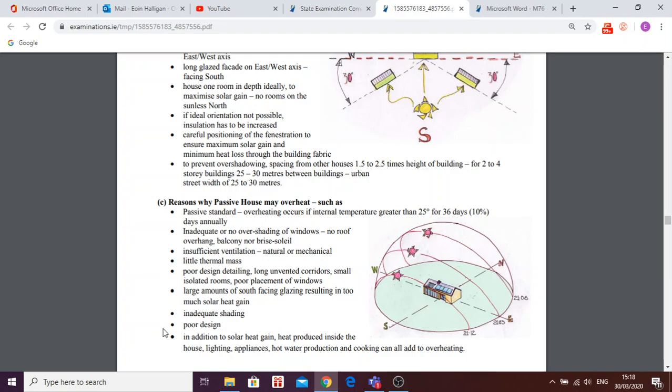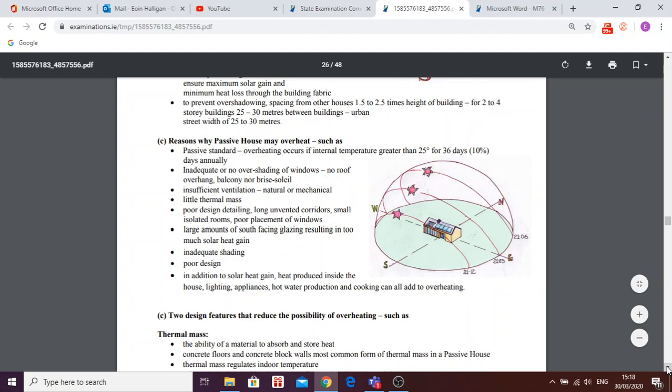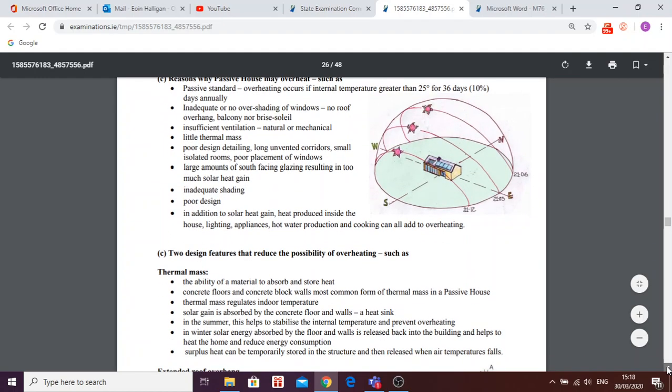Okay, so the main one there is poor design, right? All these bullet points are included in poor design. So if you want to really have a passive house, you have to be hitting all of those bullet points in the one go. So how would you reduce that overheating?